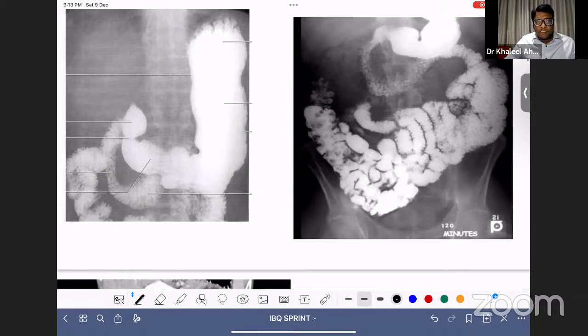Let's see some important GI images. We'll focus on GI radiology. We'll try to cover a lot of GI radiology in this session, the purely image-based session. So not much theory. We'll just try to label them one by one.